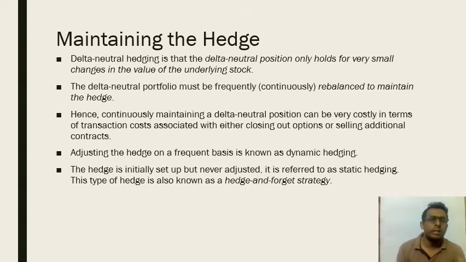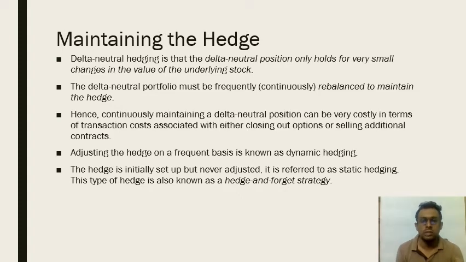A delta neutral position only holds for very small changes in the value of the underlying stock, not for very large changes, because the cost of buying a lot of call options will be huge. That is the reason it only holds true for very small changes in the underlying stock, because we cannot buy that many call options and lose that much premium.